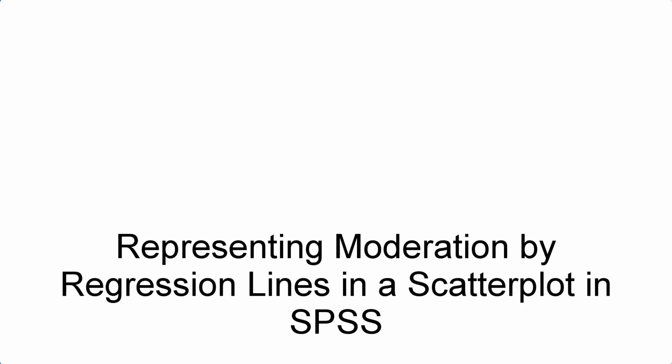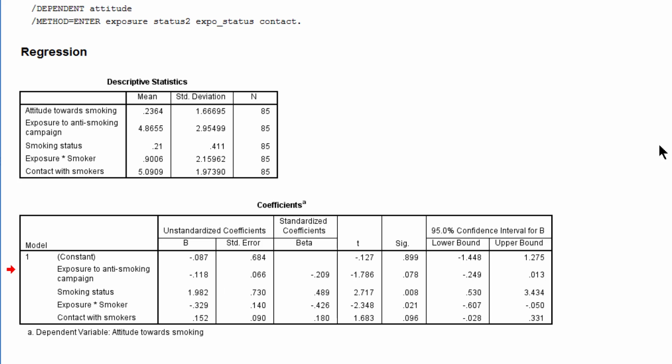Representing moderation by regression lines in a scatter plot in SPSS. The SPSS output screen shows us the main results of a regression analysis, predicting attitude towards smoking from exposure to an anti-smoking campaign, the respondent's smoking status, the interaction of the two variables, and contact with smokers.